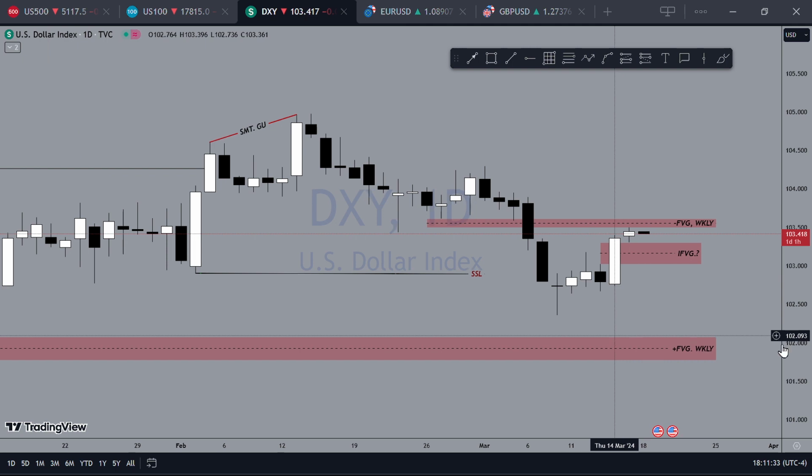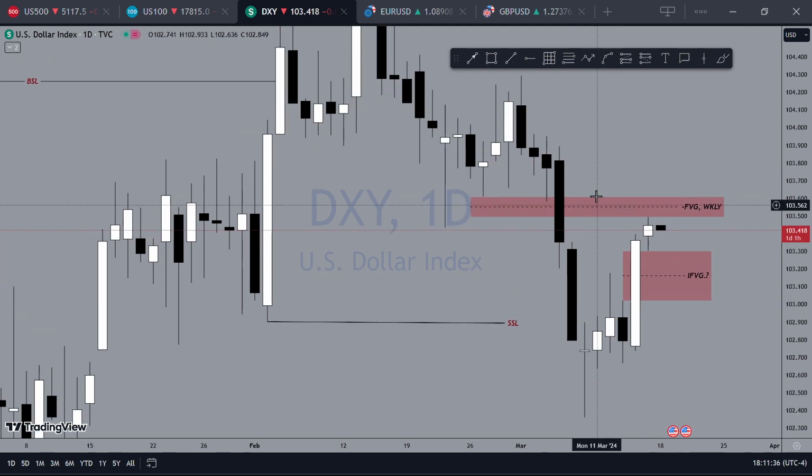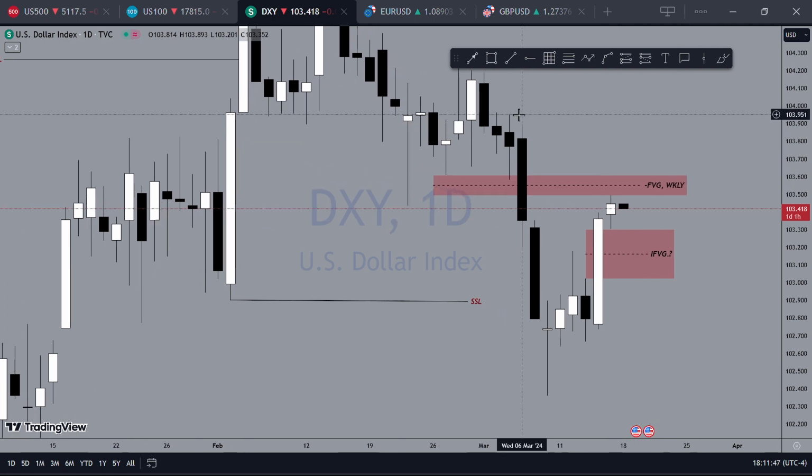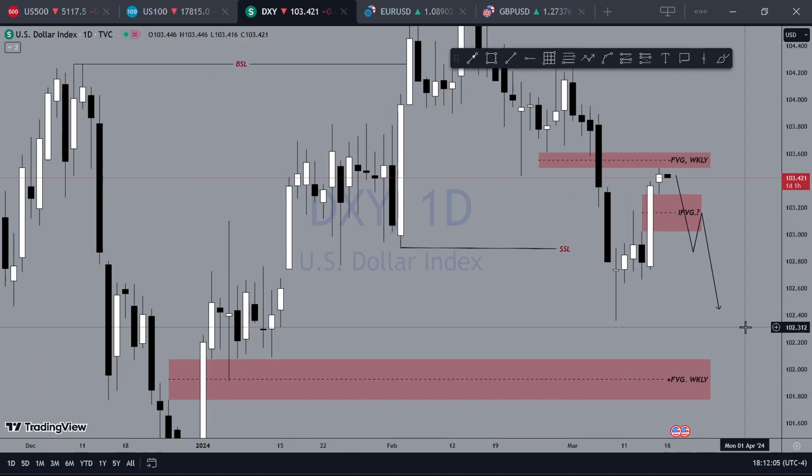Looking at the daily chart, obviously this is the weekly fair value gap that I want to see price come into and then sell off. But we had this bullish fair value gap being created before coming here. So for me to validate my sales for the week, I would like to see a close below this daily bullish fair value gap and then use this as an inversion fair value gap to deliver to the downside objective.